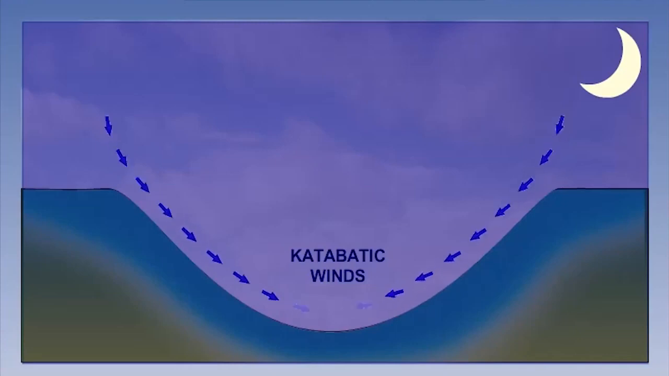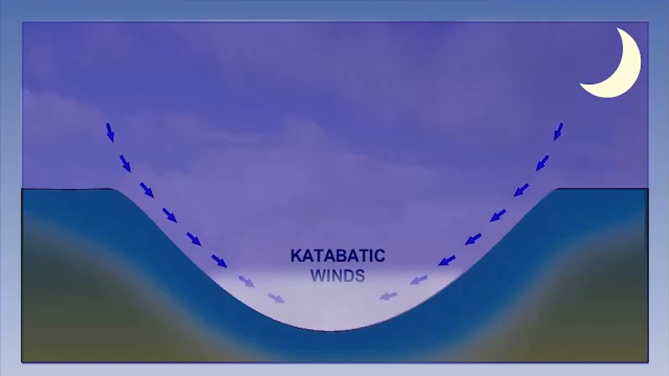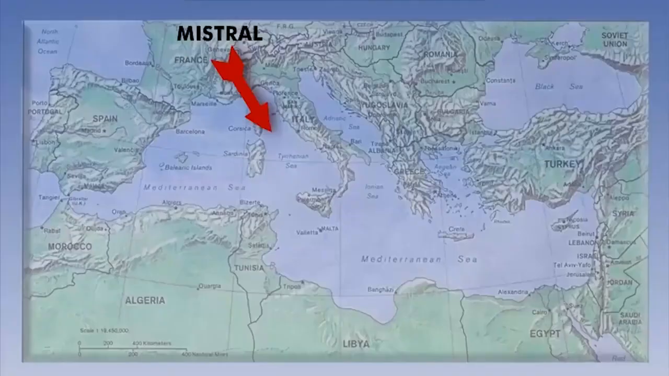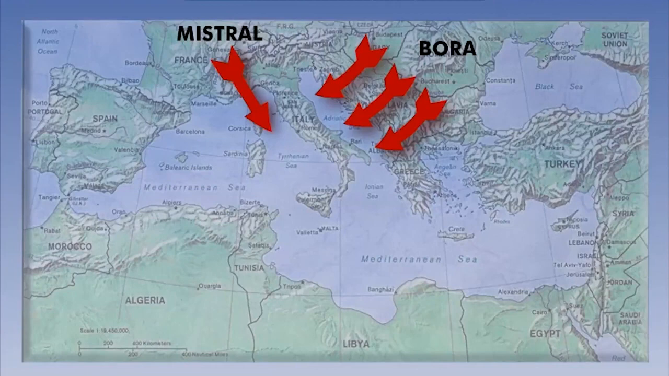Throughout the night, cold air will continue to collect in the valley, and the dew point may eventually be reached. This can lead to the formation of valley fog. Good examples of katabatically induced winds are the Mistral, which blows into the Mediterranean, and the Bora, which blows down the Carpathian mountain range into the Adriatic Sea.